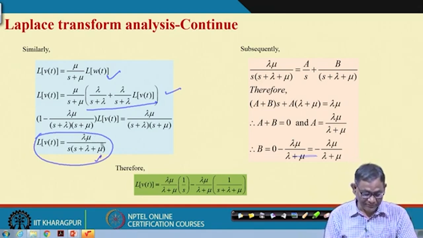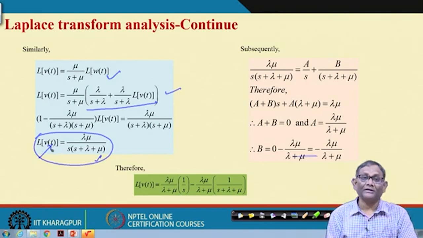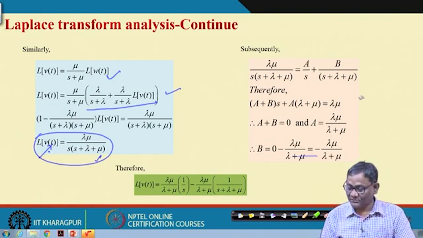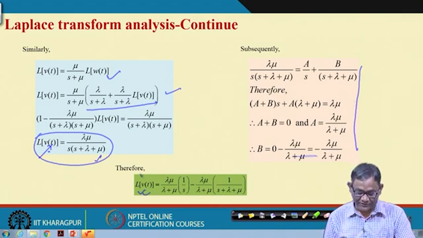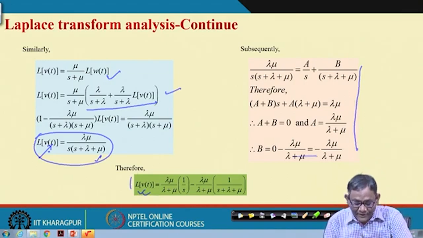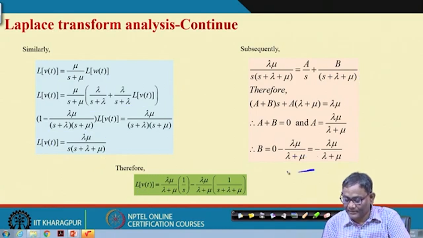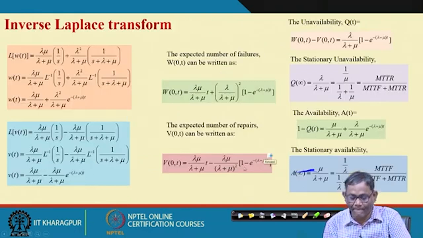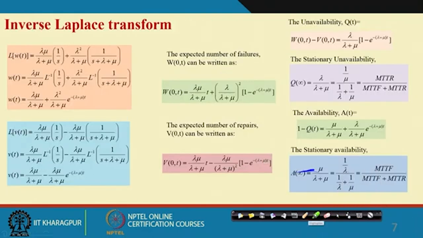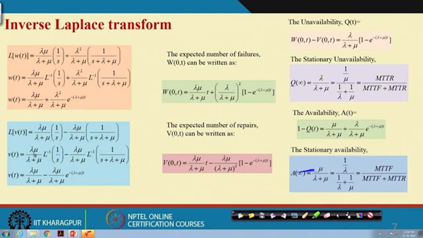Now the question is, we want to find Vt, so we want to take the inverse of it. Now this should be written in this form, we want A and B, and these A and B are found and then put here. So this is the second equation. Now if you take the Laplace inverse here, you will find this will be 1 and this will be e to the power minus lambda plus mu into t. So then the resultant equations: one is for Wt, this equation, and another one is for Vt.